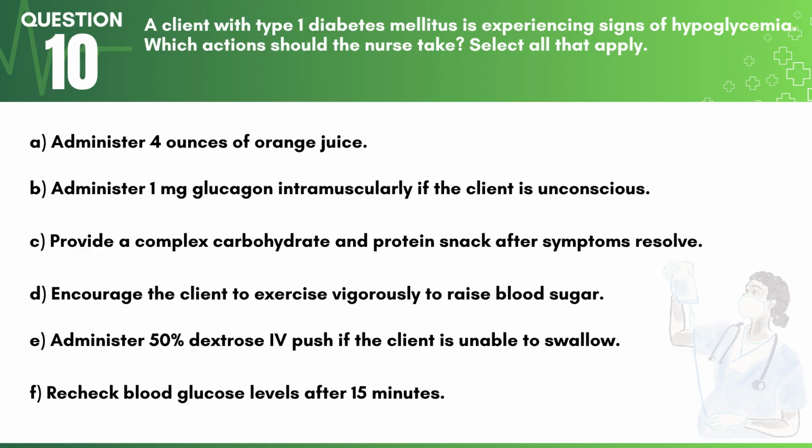Question 10. A client with type 1 diabetes mellitus is experiencing signs of hypoglycemia. Which actions should the nurse take? Select all that apply. A. Administer 4 ounces of orange juice. B. Administer 1 mg glucagon intramuscularly if the client is unconscious.